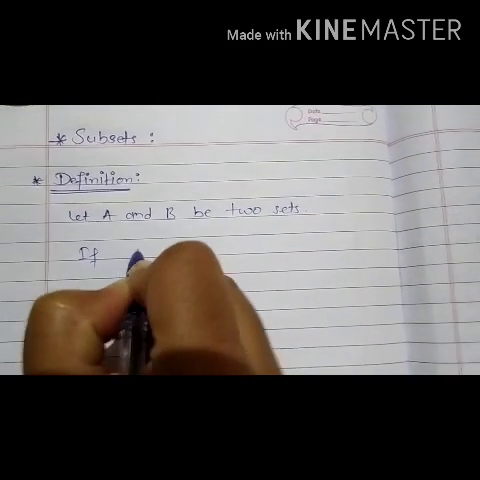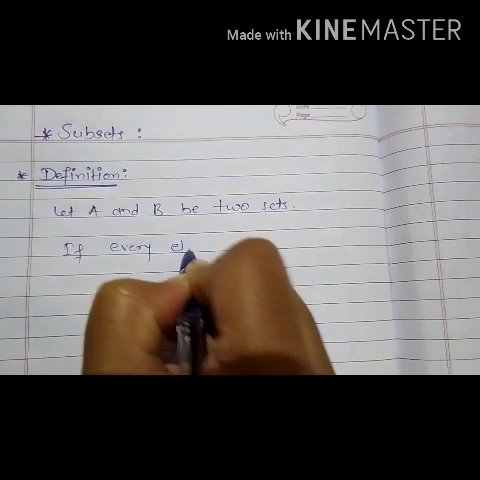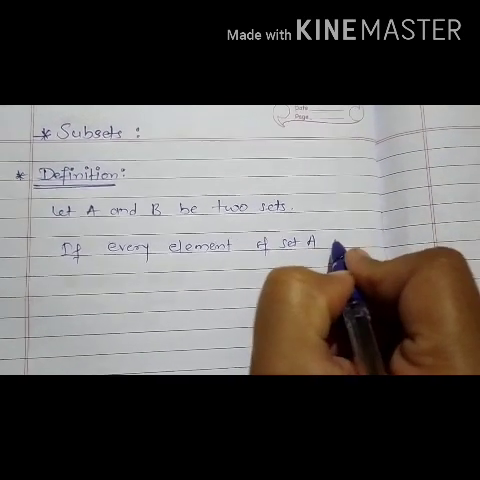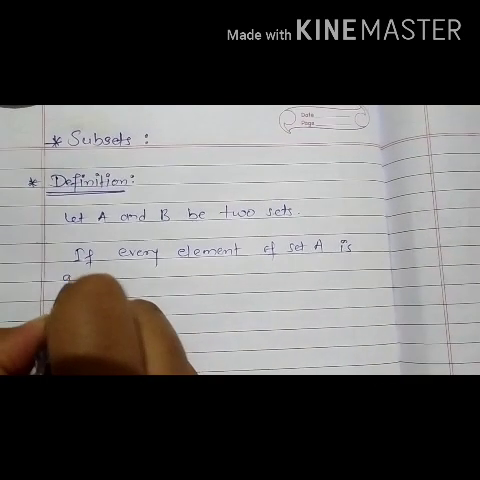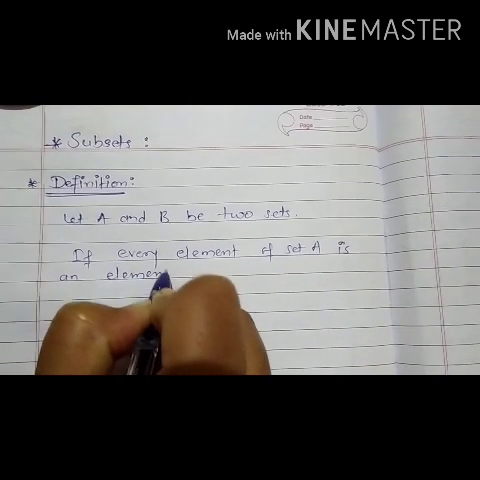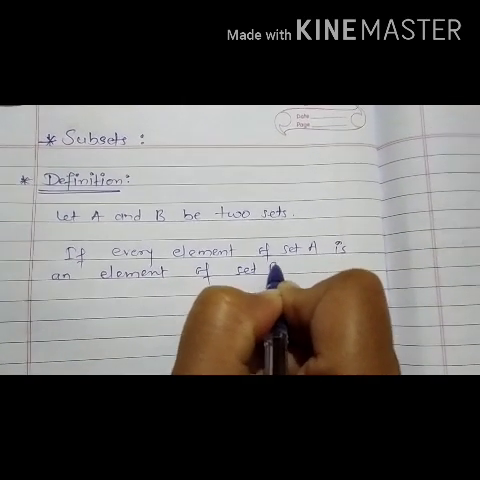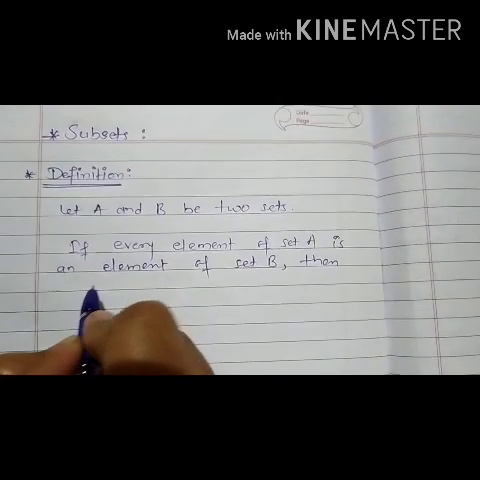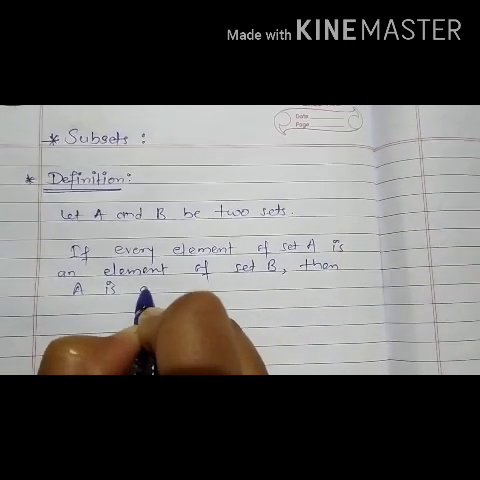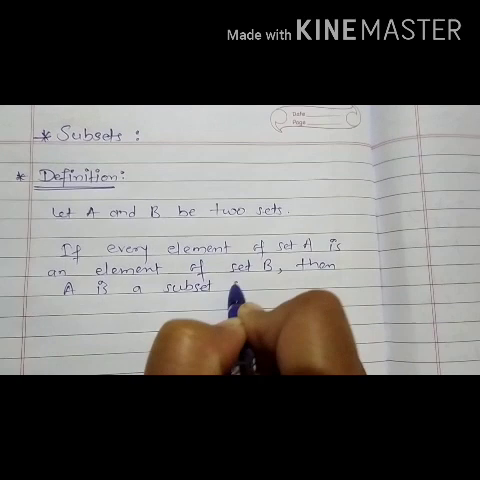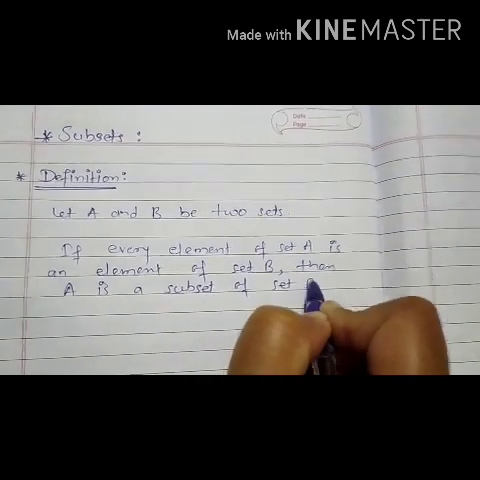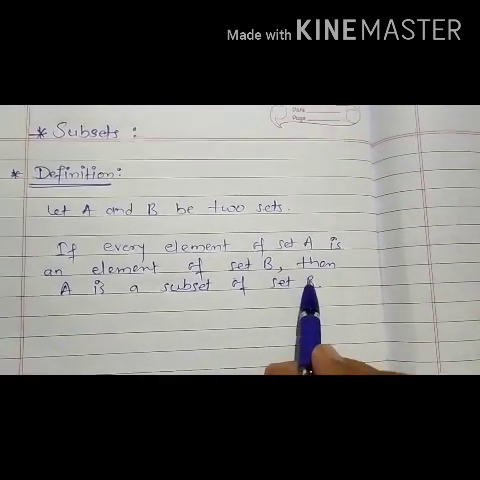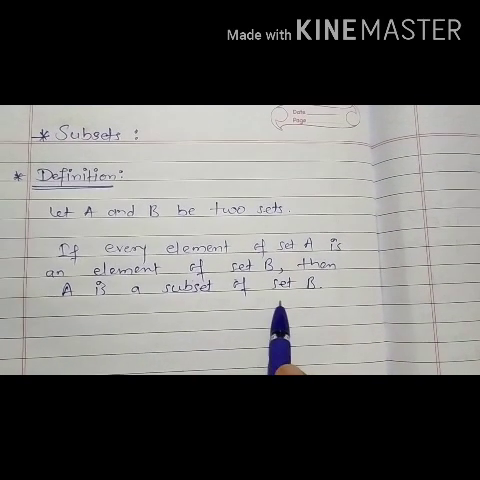Now if every element of set A is an element of set B, then we say that set A is a subset of set B. If every element of set A is an element of set B, then we say that A is a subset of set B.